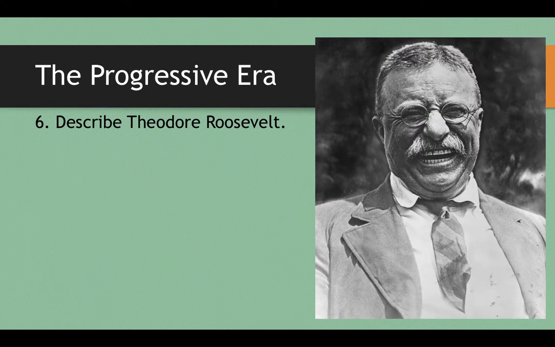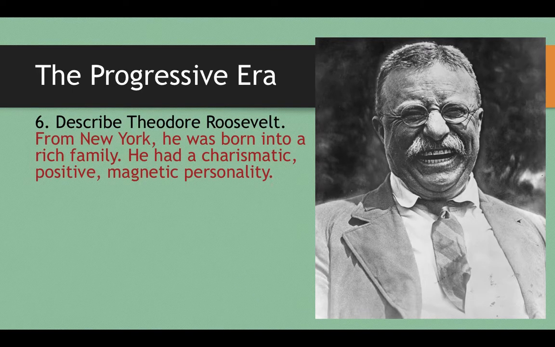Now we're going to talk about Theodore Roosevelt. This guy was an absolute character. If you just look at him, the big smile he had, huge personality, he was an absolute character. All right, so he was from New York. He was born into a very wealthy family, had a super charismatic, positive, and kind of magnetic personality. If you were at a party, at a get-together, he was the one you wanted to talk to. He'd always have a bunch of people around him. He'd be telling a story, laughing and laughing.